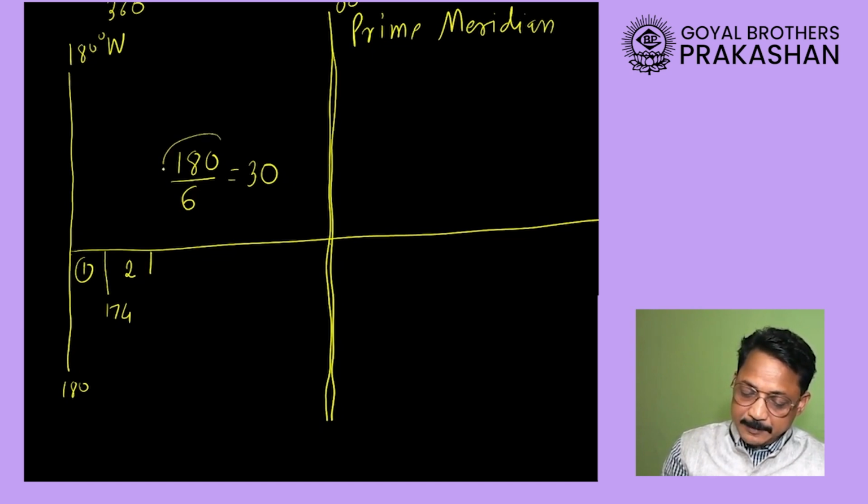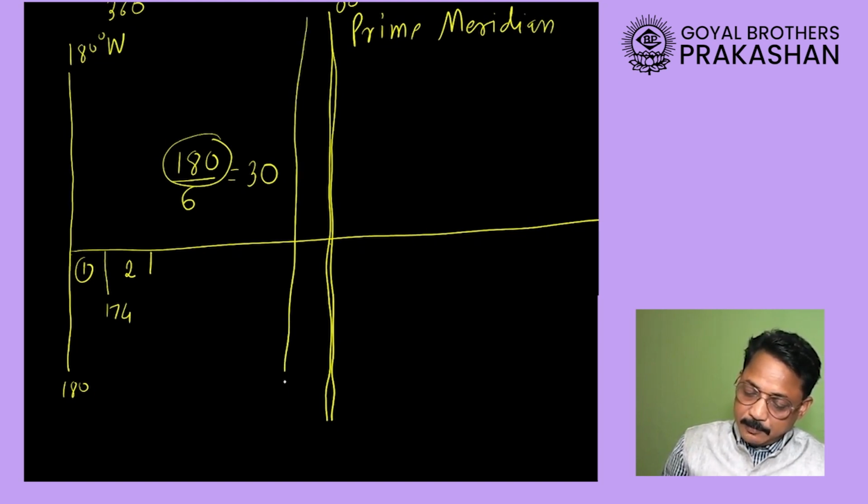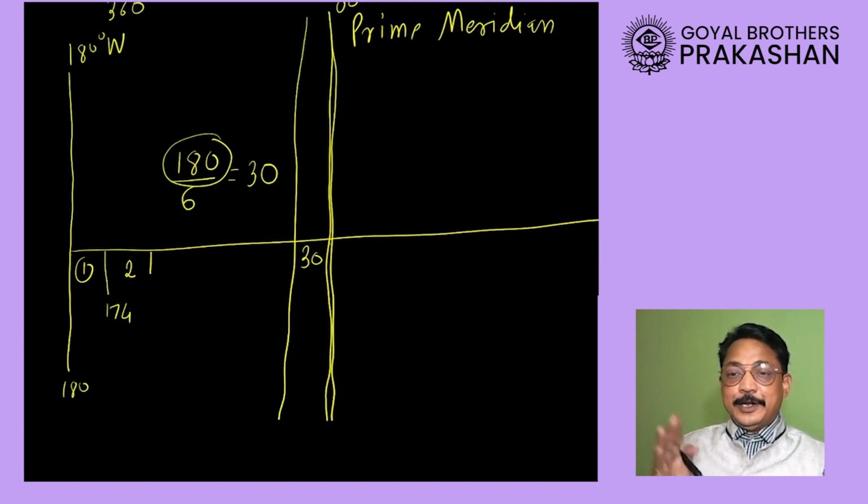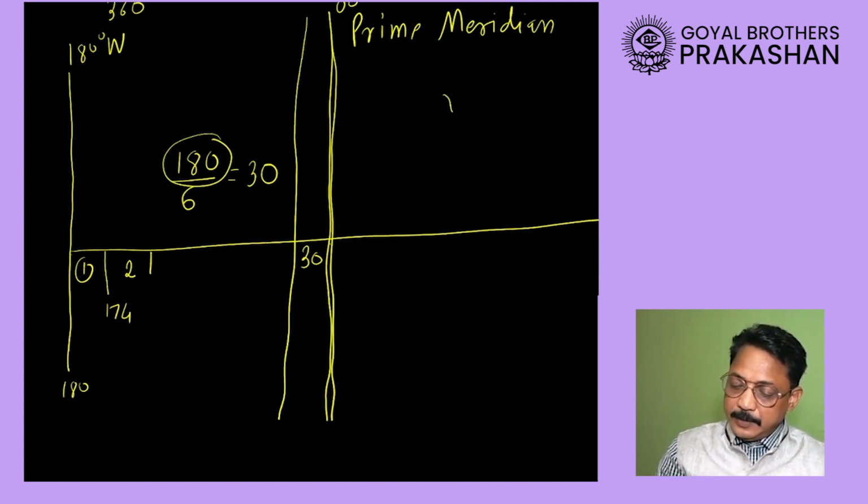So as I said, if there are a total of 180, 180 divided by 6, the last group here on the western side will end with how many? 30 groups.